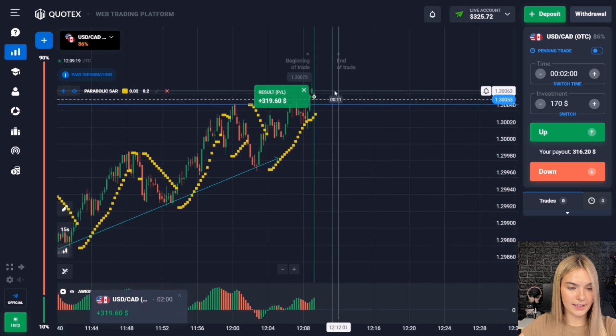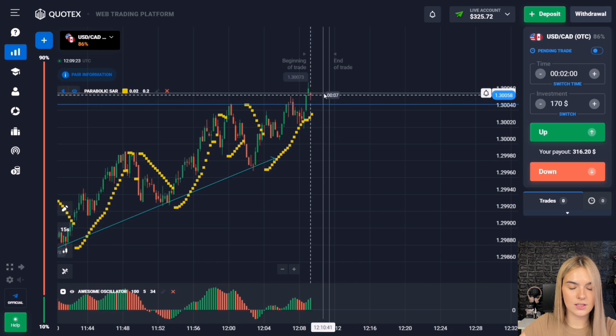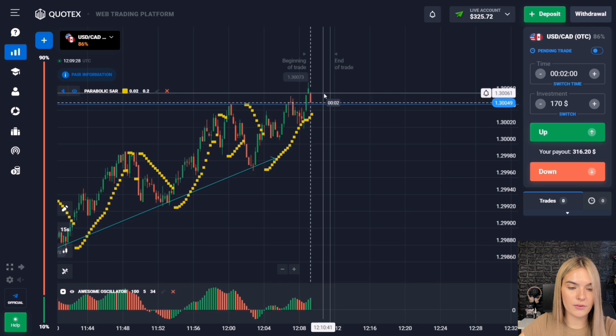Well, that's not bad guys, even though there was a slight pullback down, but after that the upward movement still continued and this level was broken. And we are making profit here. So far everything is going great.